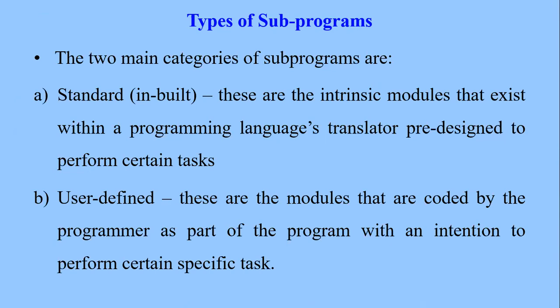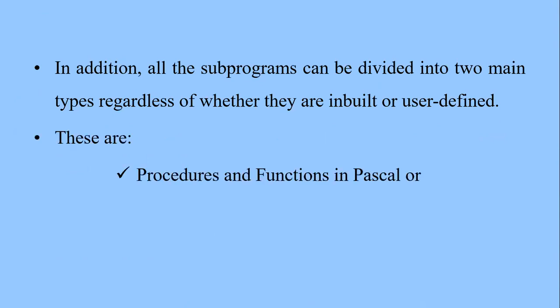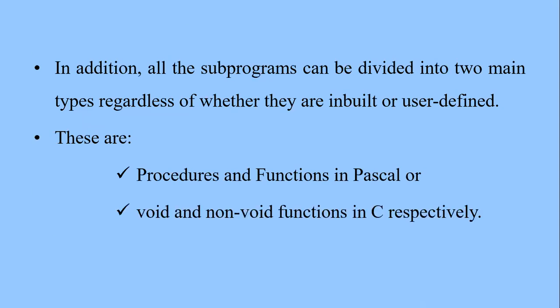In addition, all the subprograms can be divided into two main types, regardless of whether they are inbuilt or user-defined. These are the procedures and functions in Pascal, or void and non-void functions in C, respectively. So, procedures in Pascal are referred to as void functions in C, while functions in Pascal are called non-void functions in C.